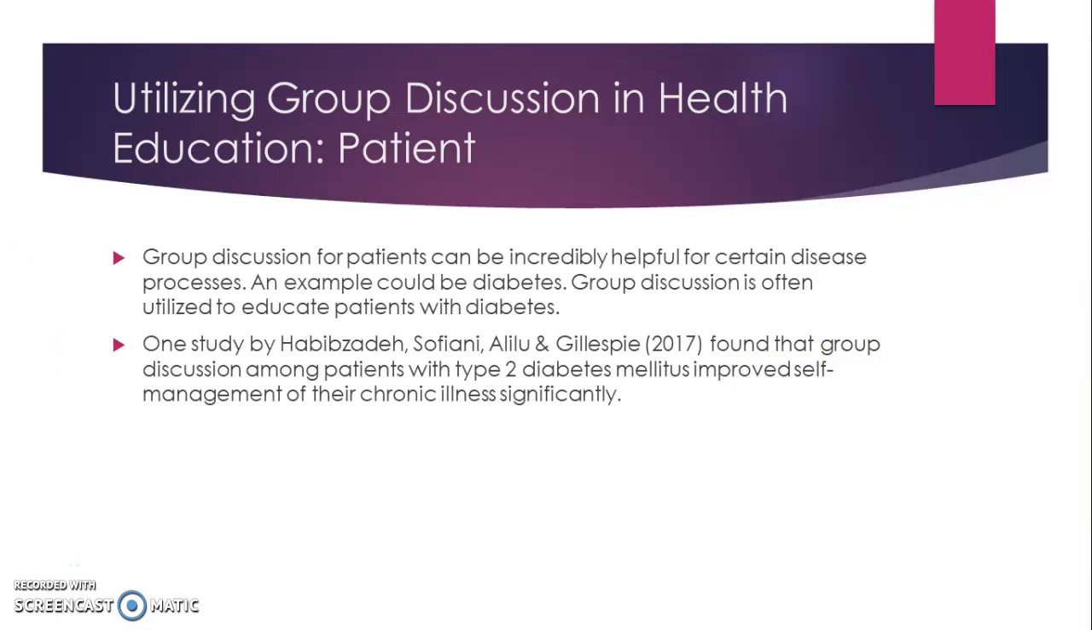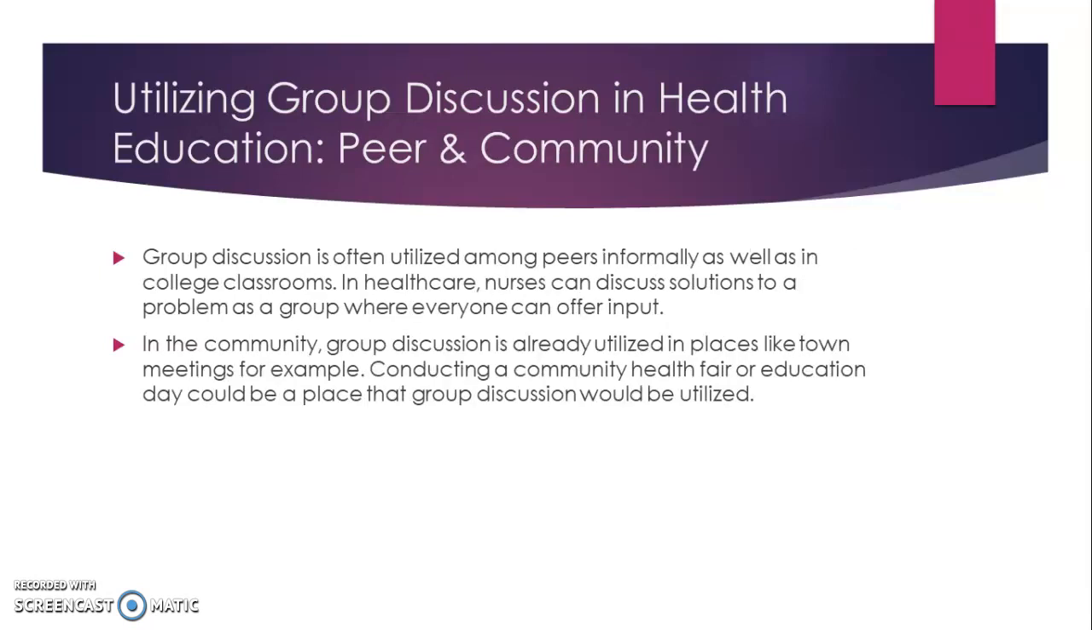Utilizing group discussion in health education for the patient. Group discussion for patients can be incredibly helpful for certain disease processes. An example would be diabetes. Group discussion is often utilized to educate patients with diabetes. One study found that a group discussion among patients with type 2 diabetes improved self-management of their chronic illness significantly. It's extremely important because of the amount of education that is involved with diabetes and the amount of self-management that patients have to do with that.